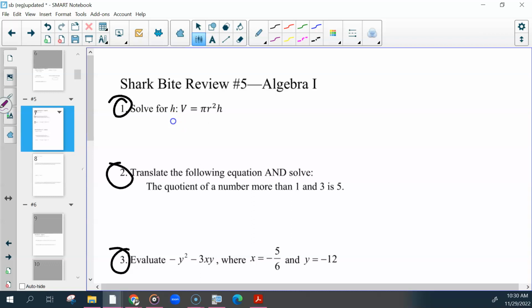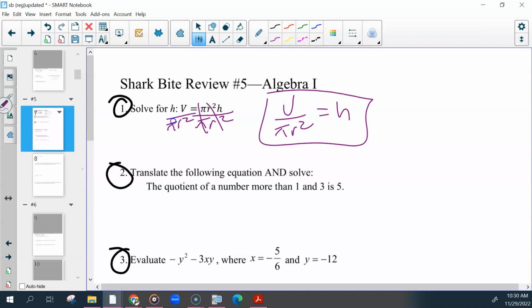So if we have to get h by itself, we need to get rid of pi and r squared. All of these things are multiplying, so if I divide everything at the same time, those would get rid of it by h. So we have V over pi r squared equals h. And that would be our final answer. Questions on that one?